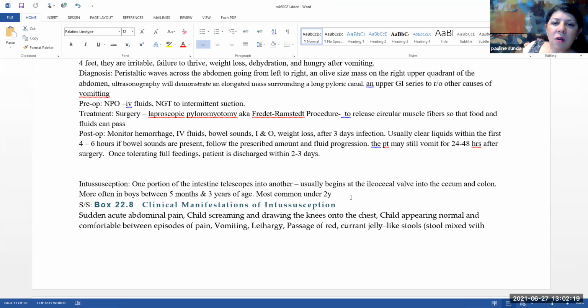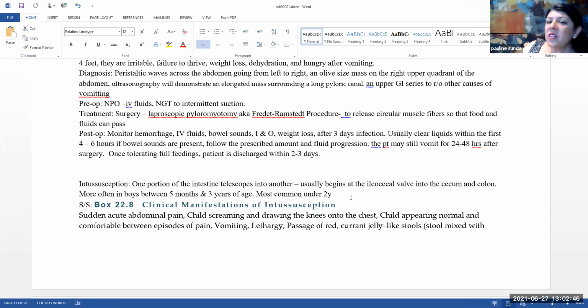Post-operatively, obviously we're always monitoring vital signs, hemorrhage, IV fluids, bowel sounds, strict I&O, weight loss. A couple of days later, we're monitoring for infection. Usually they're going to start their diet typically with a clear liquid within the first 4 to 6 hours once bowel sounds are present, and then they will follow the prescribed amount and fluid progression.